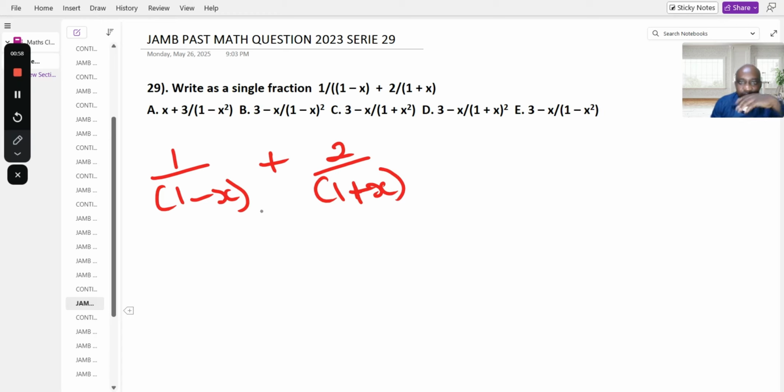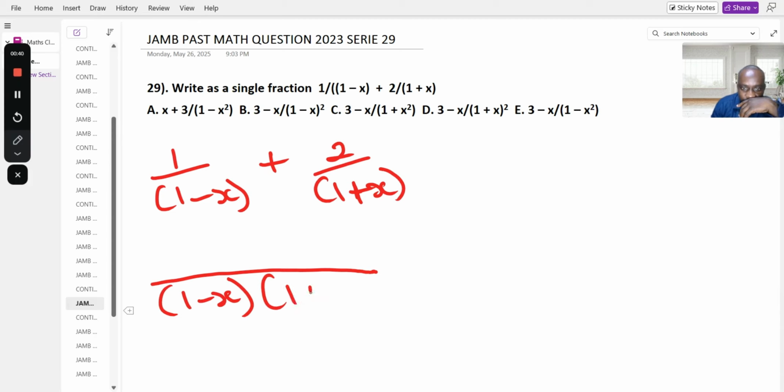What is the LCM? When you have a question like this, you need to look for the LCM. The LCM of this will be, let me write it out, the same thing, the 2, because that is the LCM of the denominator. This one minus this, and this one 1 plus x. This is the LCM. Now, how many 1 minus x can we see in this LCM? We will see this one and this one cut out. It will remain 1 plus x.